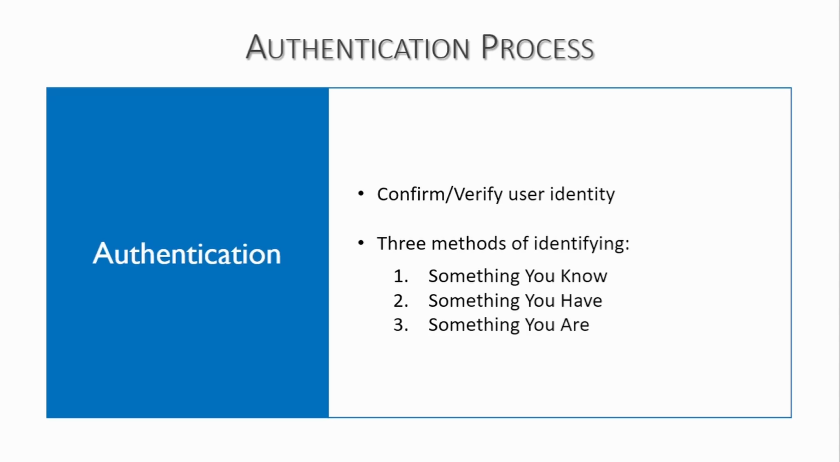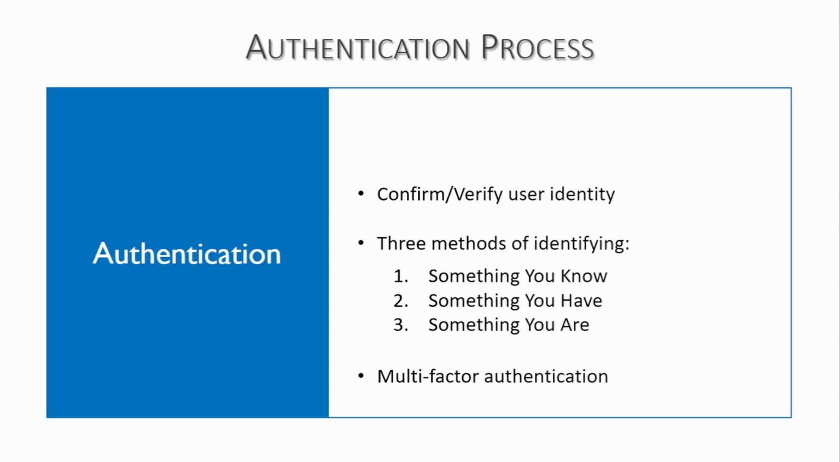The third method is something you are. This one uses biometrics like fingerprints and face recognition on your phone, for example. You can also use more than one method to authenticate at the same time, like when you log into your Google Gmail account and insert your password, then you insert a verification code that was sent to your phone.